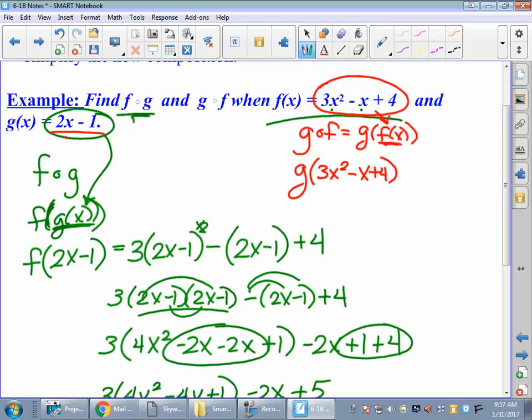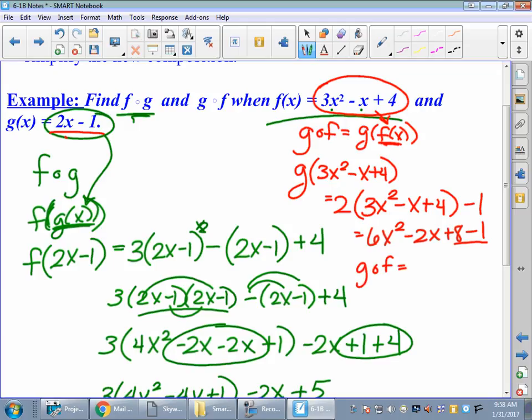So what this becomes is 2 times 3x squared minus x plus 4 minus 1. There's your 2x minus 1. Clean it up. We're going to distribute the 2. 6x squared minus 2x plus 8 minus 1. The only thing I have to do is combine those two numbers. So g composition f is equal to 6x squared minus 2x plus 7. And there you have it. That's what we're doing today.